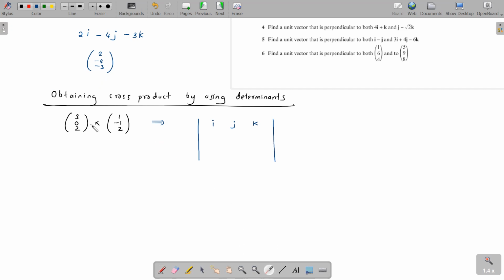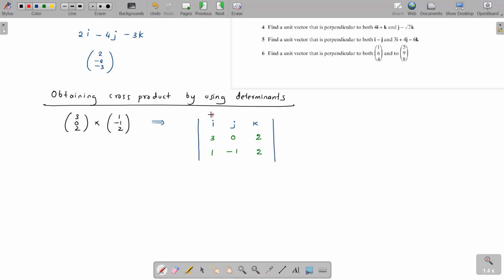The second row you can write your first vector. What's the first vector that we are taking the cross product of? 3, 0, 2. The next vector that we take the cross product with is 1, minus 1, 2. So the first thing you do is use your two vectors and create a 3 by 3 square matrix. Ijk must be the first row, and then the two vectors make up the second and the third row.